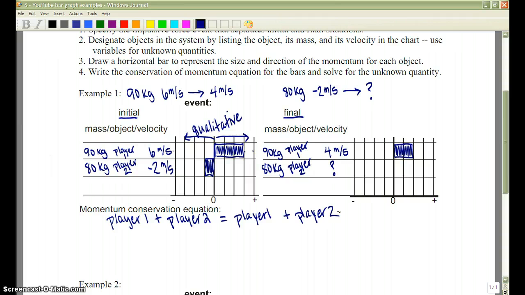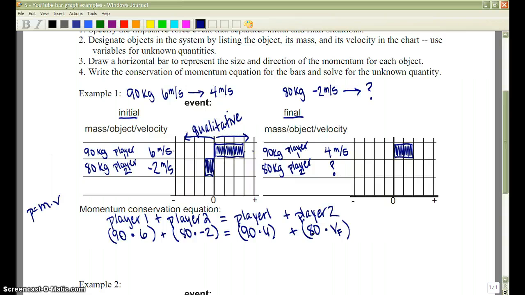So for our conservation equation, our player 1 initially started at 90 kilograms times his velocity. Remember, our momentum is mass times velocity. So I'm going to take 90 times 6 plus 80 times, don't forget the negative signs. They are very, very important. It will show us the direction, but we have to put them in here. So our player 1 on the other side should be 90 times 4, plus our player 2, we don't know his final velocity, so we'll leave that blank.